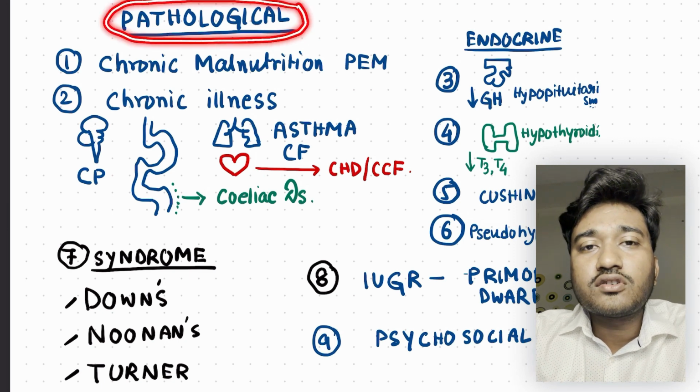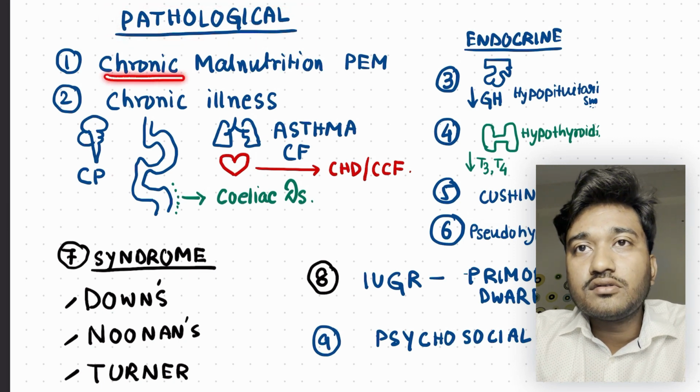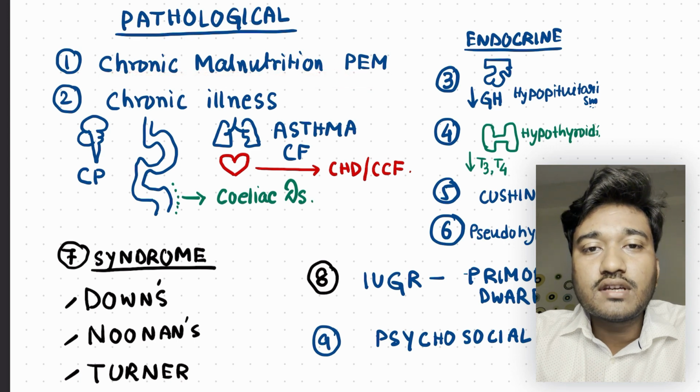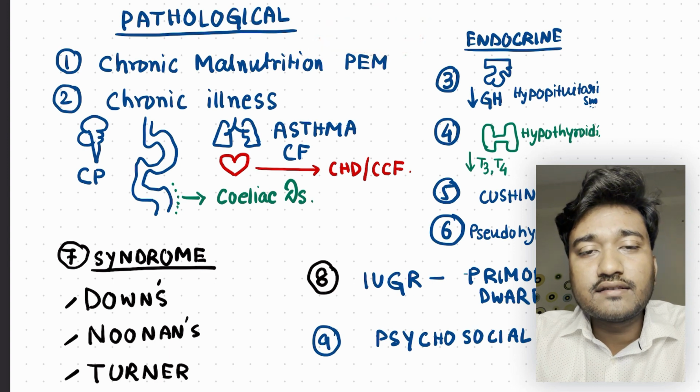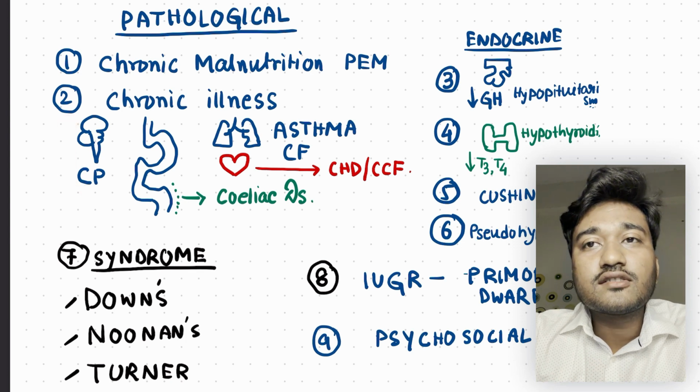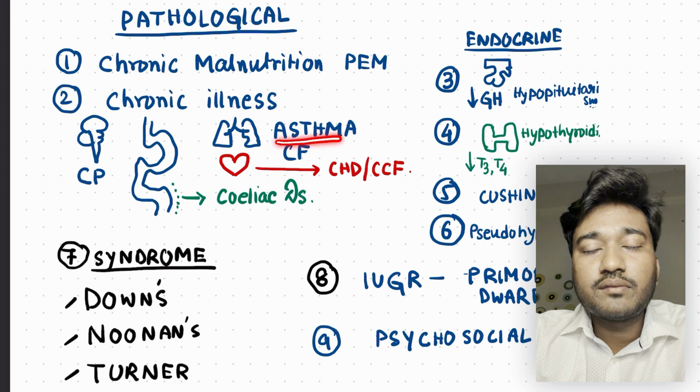So pathological short stature occurs in chronic conditions. Usually the most common is chronic malnutrition, that is protein energy malnutrition, and some chronic illnesses like cerebral palsy. If there is cerebral palsy, there will be once again malnutrition associated issues, all those things. And in case of asthma, in case of cystic fibrosis, congenital heart disease associated with the failure, and also malabsorption, that is celiac disease, all these things.